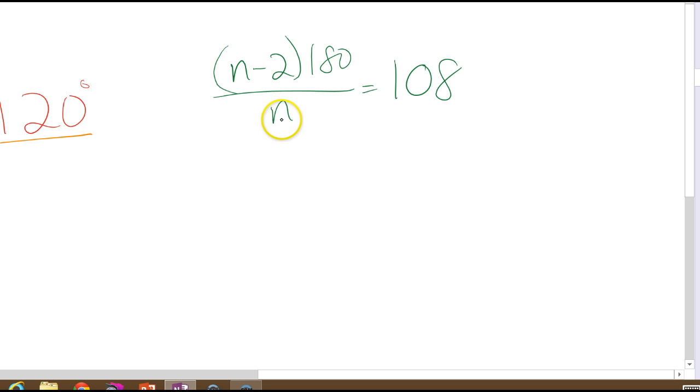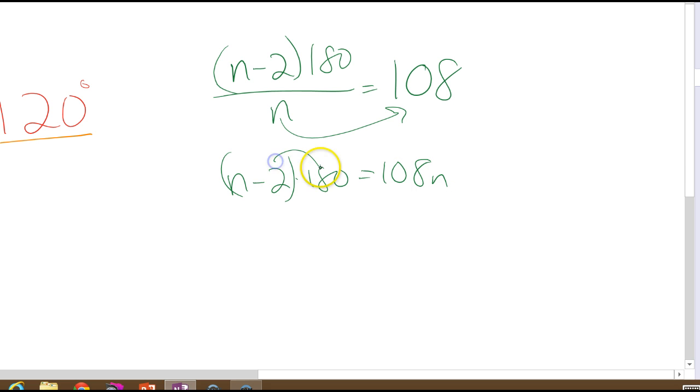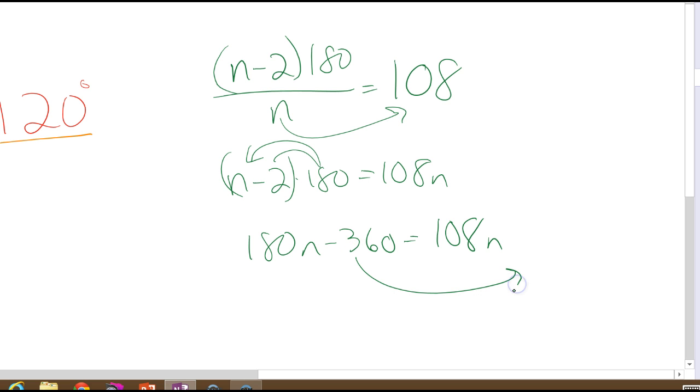Well, I'm going to multiply both sides by the n to get rid of it from this denominator. So now I've got n minus 2 times 180 equals 108n. Distributive property, I'll write it that way. So now I've got 180n minus 360 is 108n. I'll move the 360 over here with some addition. I'll move the 108 over here with some subtraction. So now I'm at 72n equals 360. Divide both sides by 72.